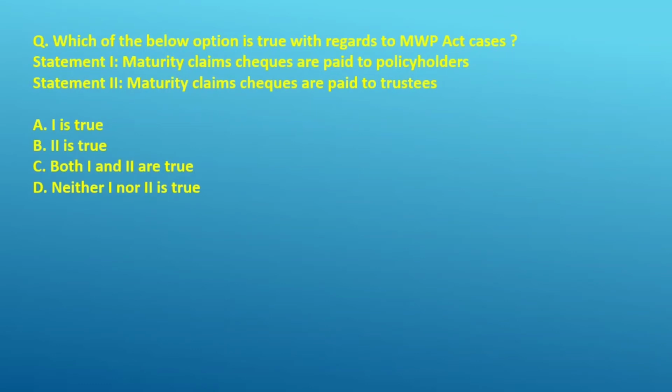Next is, which of the below options is true with regards to MWP Act cases? Statement 1. Maturity claims checks are paid to policyholders. Statement 2. Maturity claims checks are paid to trustees. Friends, we have already learned about this, that under MWP all the benefits, whether it is maturity or death claim, both are paid to trustee. So the correct answer is B. 2 is true.